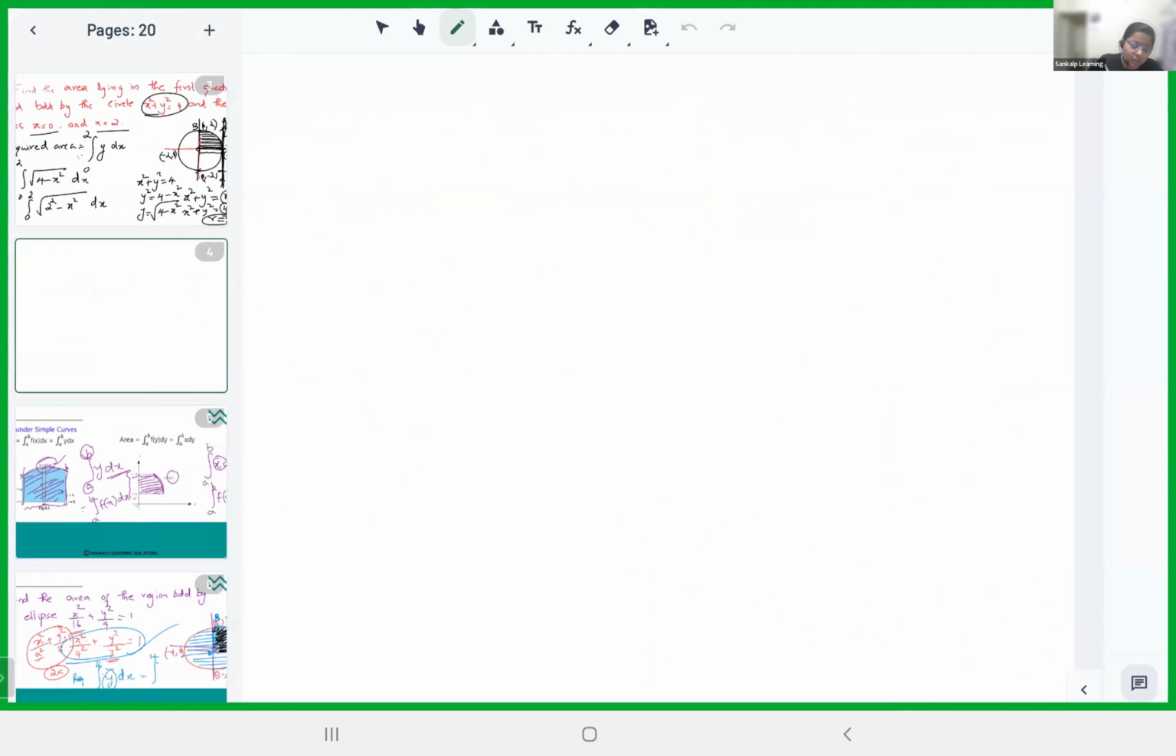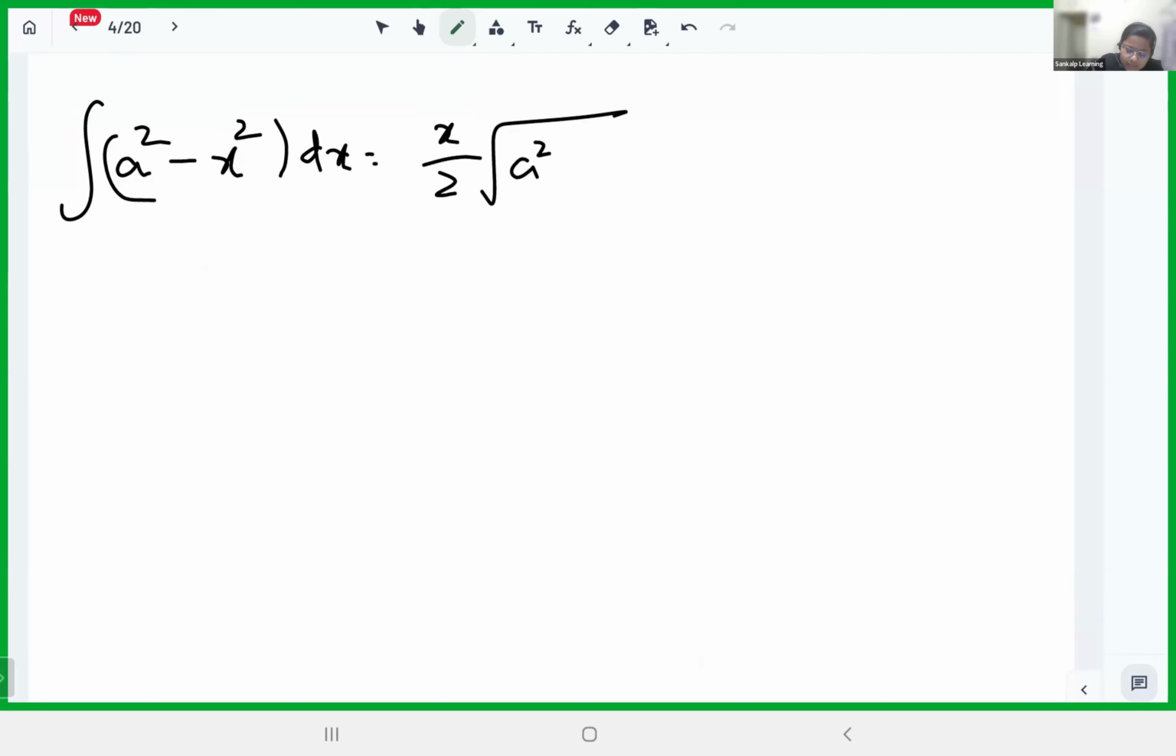What is that formula? What is the integration formula? We know the integral of root of a square minus x square dx is equal to x by 2 root of a square minus x square plus a square by 2 sine inverse of x by a. This is a formula, isn't it? So here in the place of a, you can see it is 2. Here a is equal to 2, isn't it?